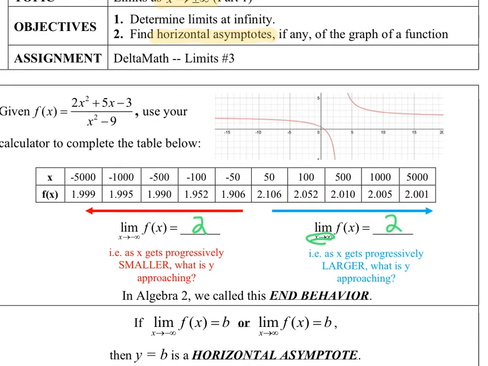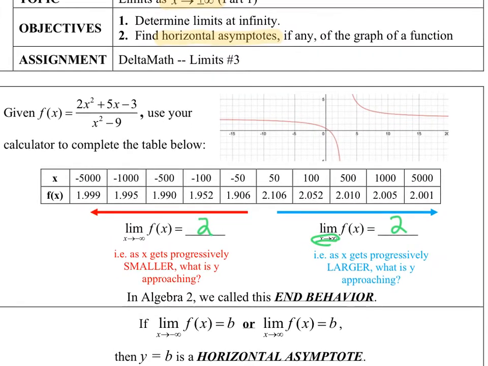And I can see as I move out here, as I move this way on the graph, this is getting closer and closer to a y value of 2. And we talked about these in Algebra 2 as being horizontal asymptotes, and that's what I have right here.